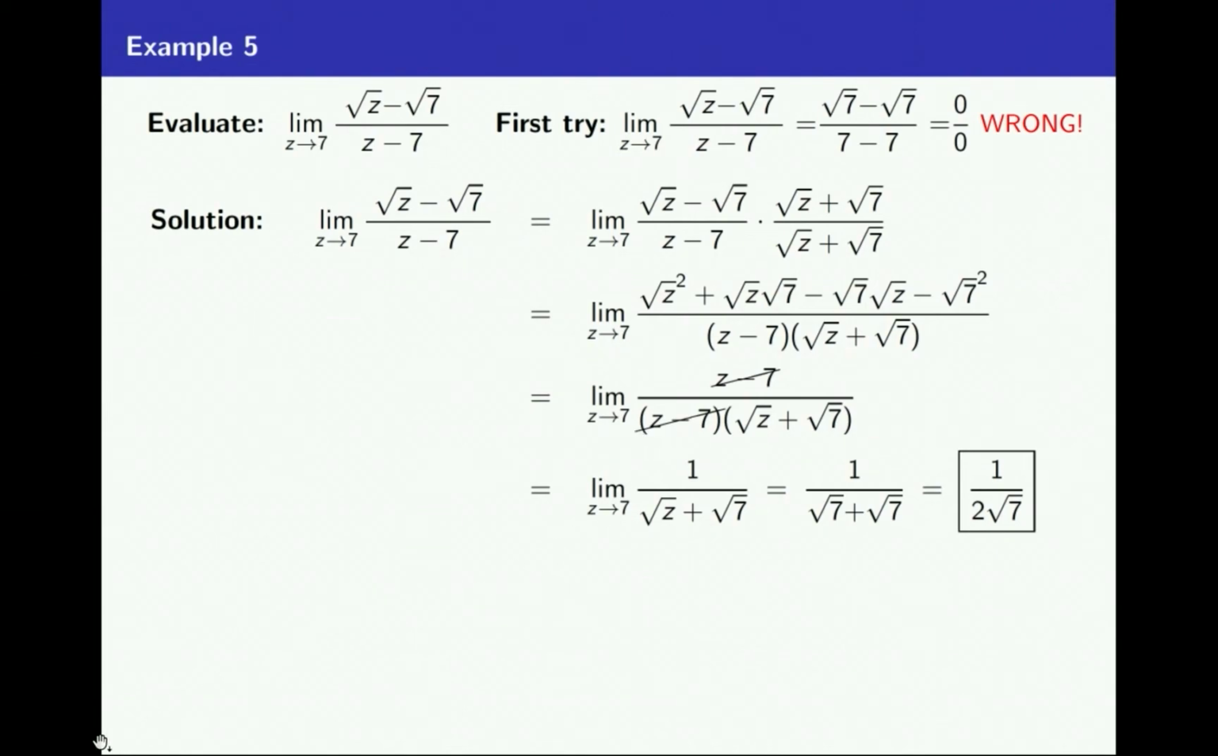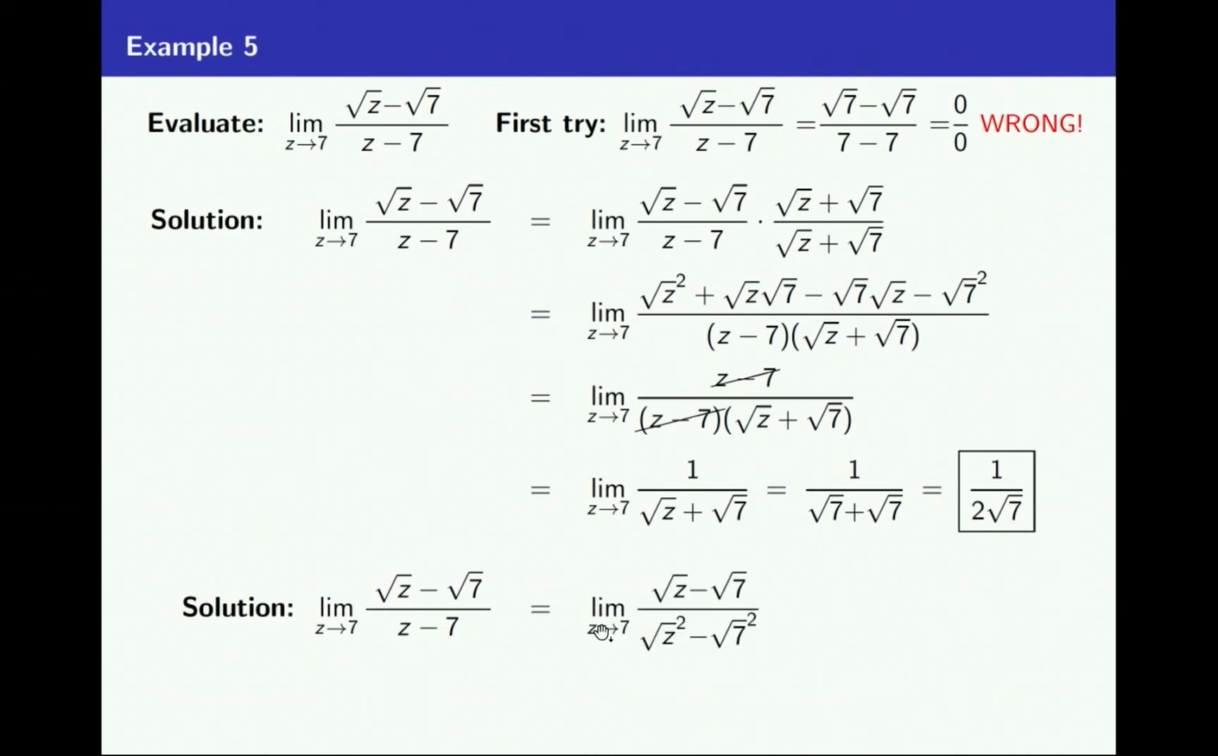I'm going to show you another way that you could evaluate this limit, a different solution. We've got the limit as z approaches 7 of the square root of z minus the square root of 7 divided by z minus 7. Now, it doesn't look like it, but the z minus 7 in the denominator is actually a difference of two squares. Z is approaching 7, so z is a positive number. That z is something squared. It's the square root of z squared. And the 7 is also something squared. It's the square root of 7 squared.